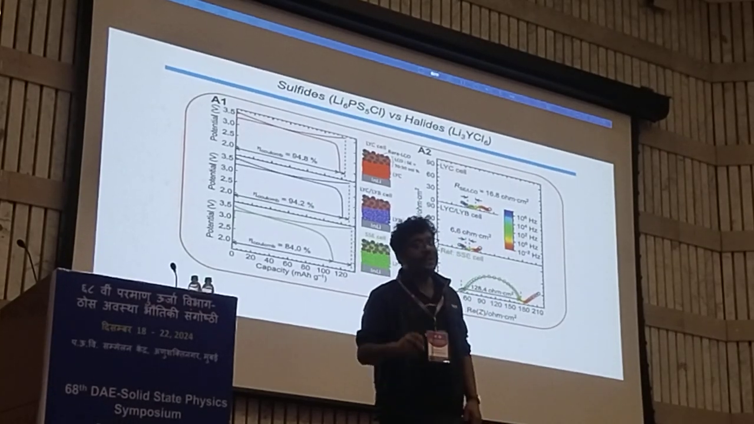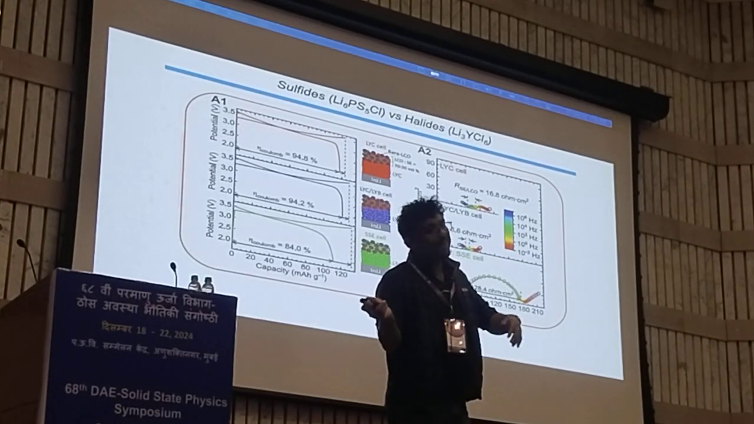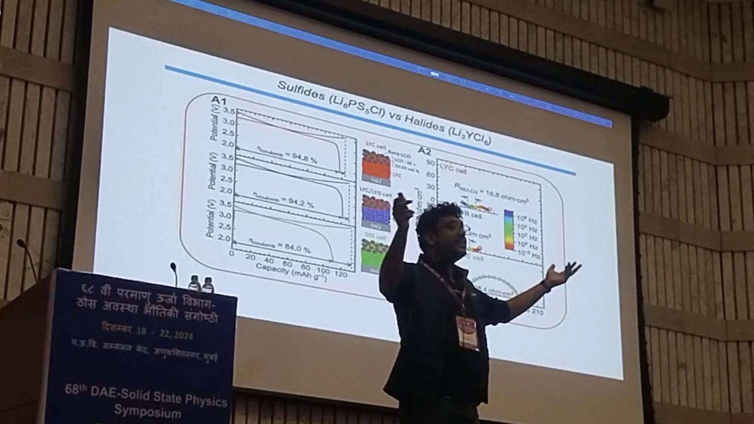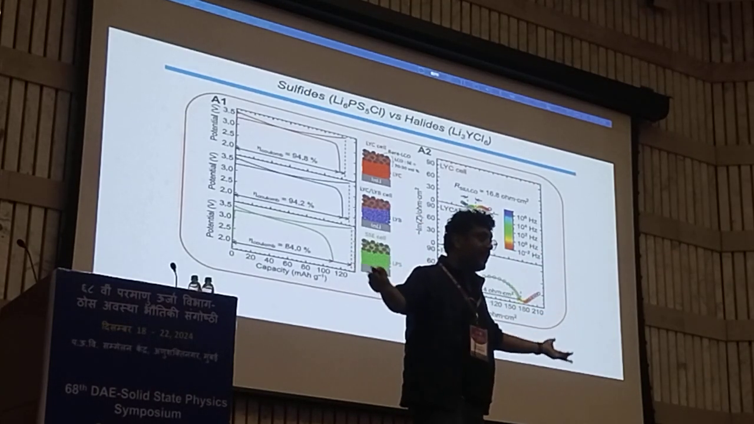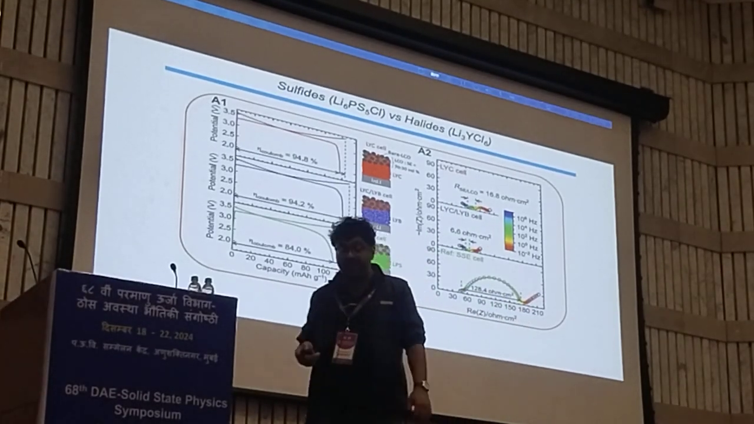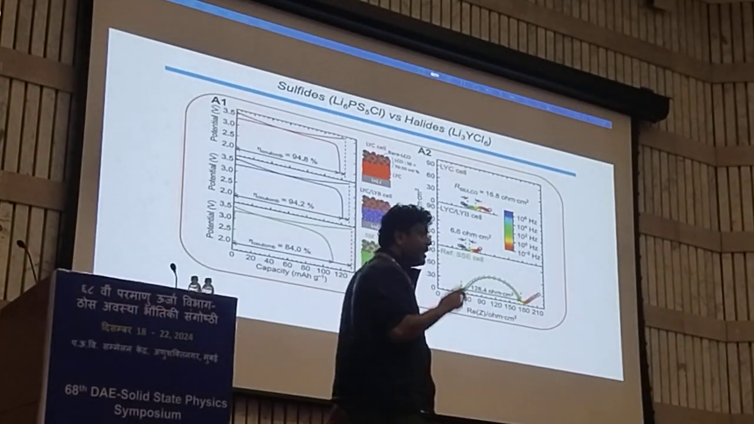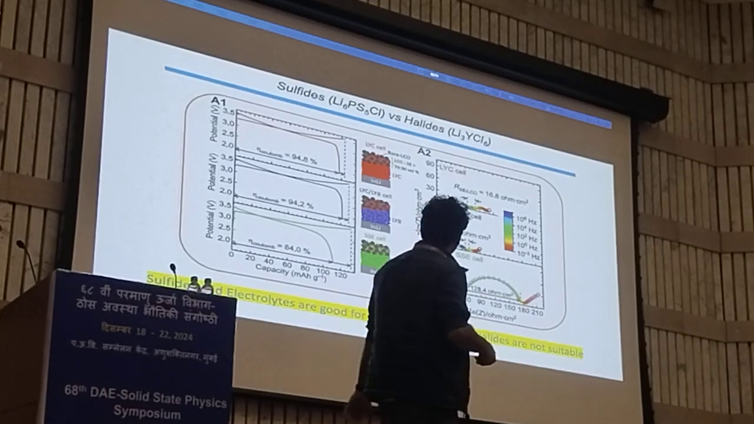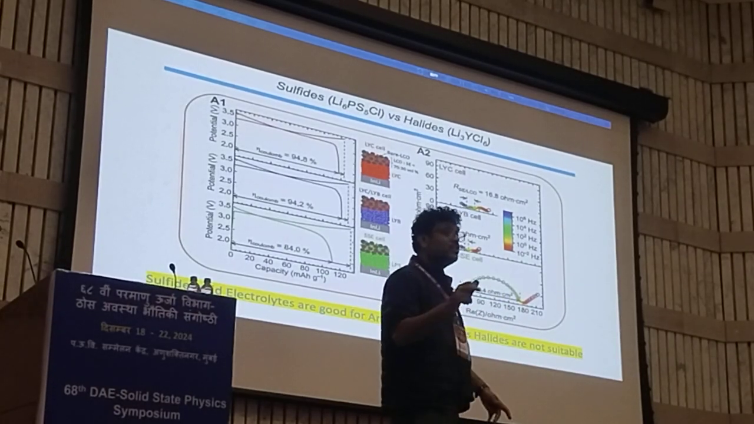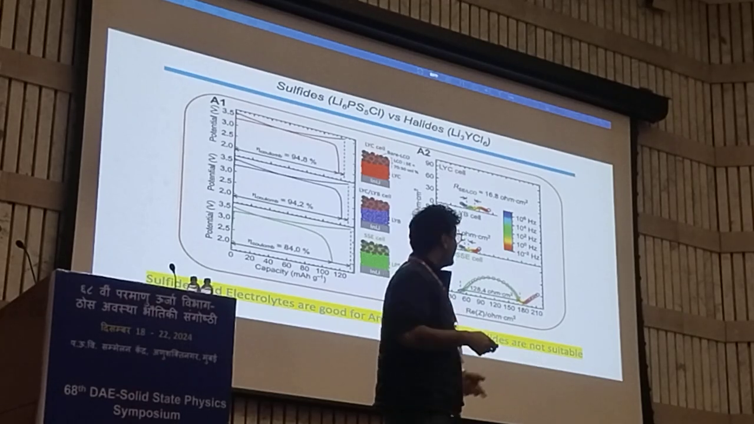and even on the impedance also you can see. So that means that although you can passivate the interface by some kind of coating, in the long term there are always some reactions going on with the sulfide. But the halides are supposed to be very stable with this kind of cathode material. But the problem is that the halides are not stable on the anode. So sulfide electrolytes are good for the anode, whereas the halides are not suitable for the anode side.